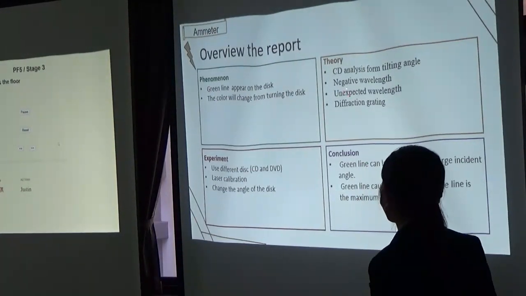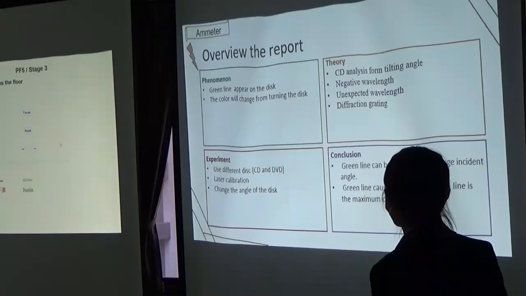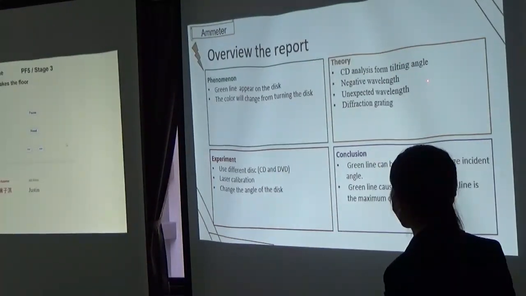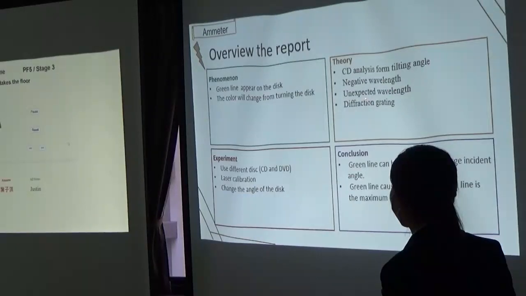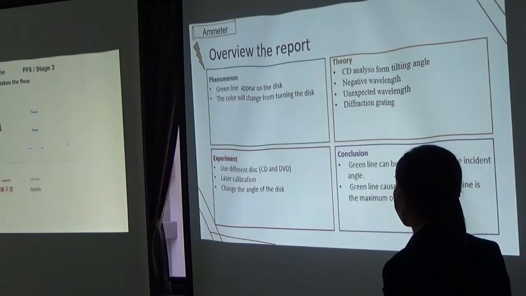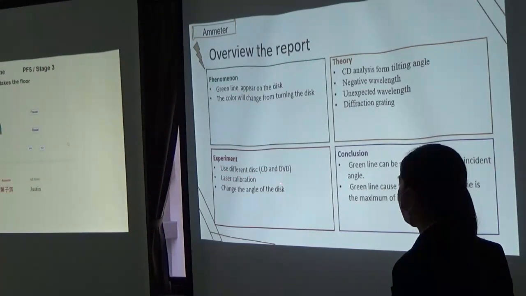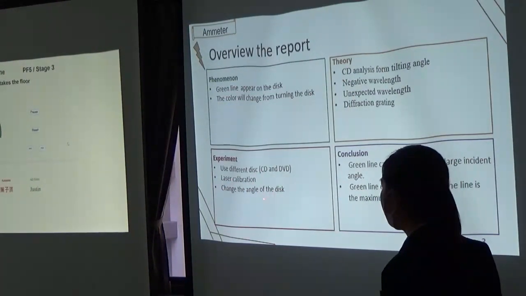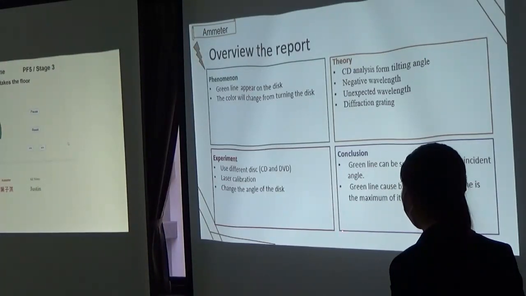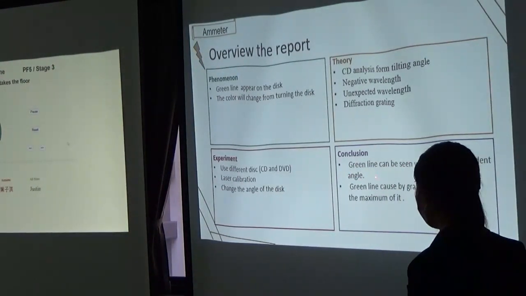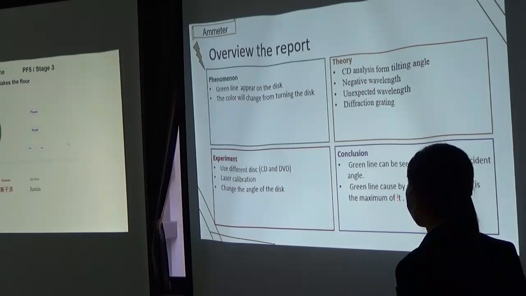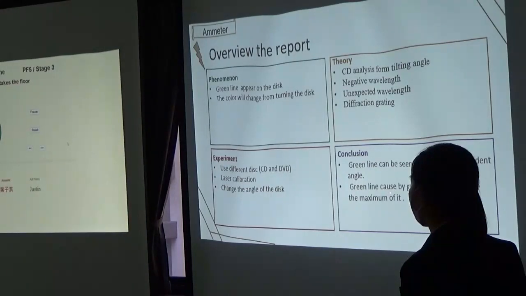For the third row, they analyze the CD from the tilting angle, the negative wavelength, the unexpected wavelength and the diffraction grating. For the experiment, they use a different disc to compare the CD and the DVD, and they also use laser calibration and change the angle of the disc. For their conclusion, the green line can be seen with a large incidence angle, and the green line is caused by the grating, and the line is the maximum of it.